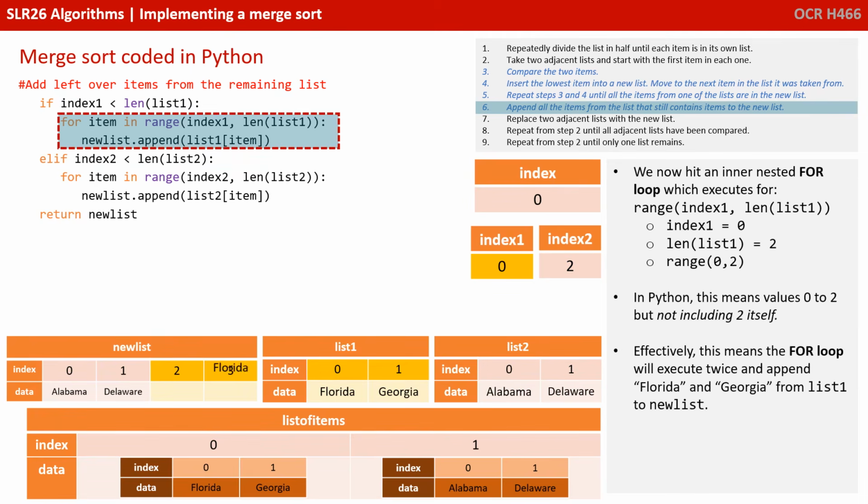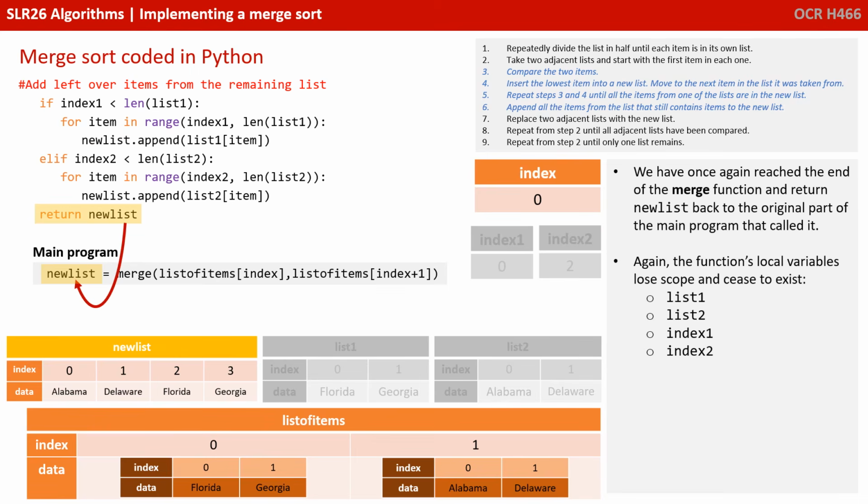We now hit an inner nested for loop which executes for range index 1 to length of list 1. Well, index 1 is 0 and the length of list 1 is 2, so this time it's from range 0 to 2, which in Python means from 0 to 2 but not including 2. Effectively, this means the for loop will execute twice, and it appends Florida and Georgia from list 1 to new list.